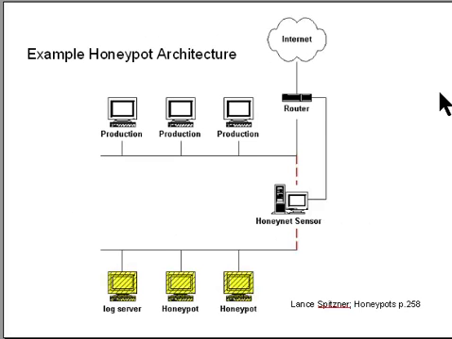So what does a honeypot architecture look like? Well, we see here we've got a network set up, and we have some production systems, some workstations or servers over here. We have the internet coming in through a router over here. Notice over here we have something called a honeypot sensor. This is a system that's sitting out there, and it's essentially just routing packets from this router onto these systems right here called honeypots.